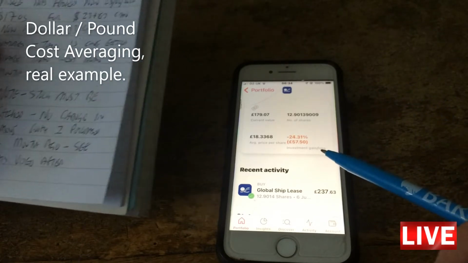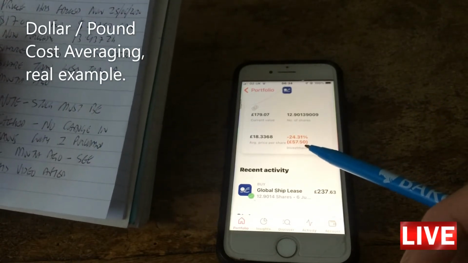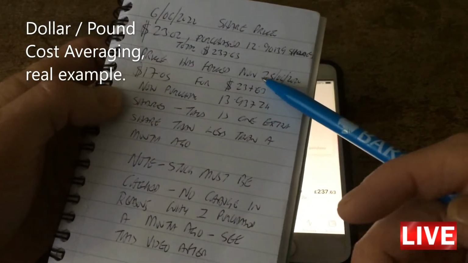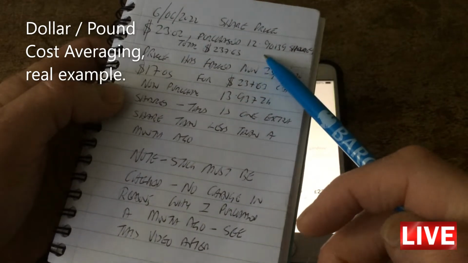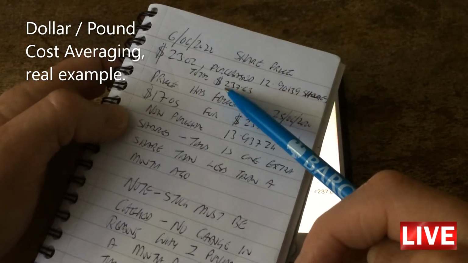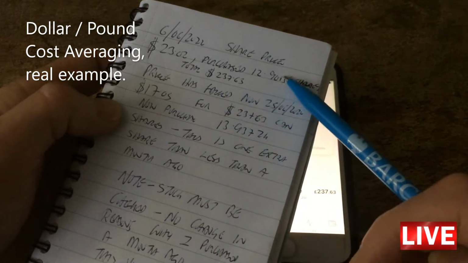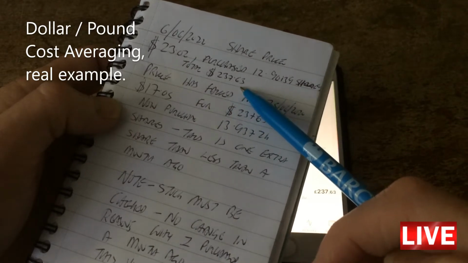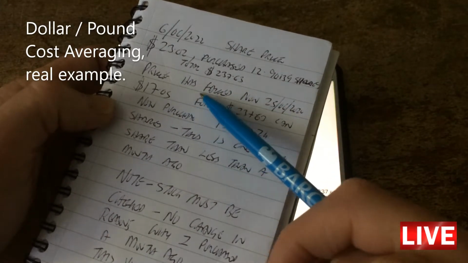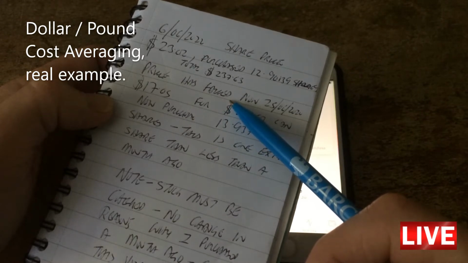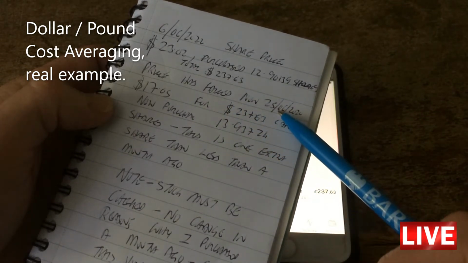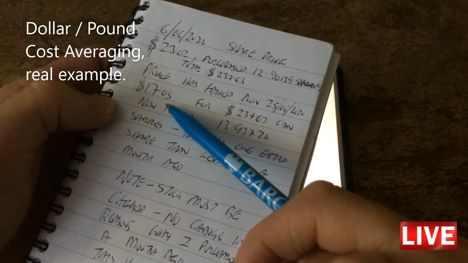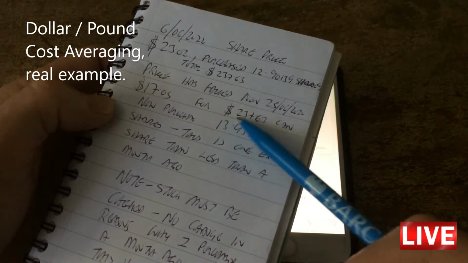So pound cost averaging or dollar cost averaging, what this means is that the price of this stock when I purchased them was $23.02, and I purchased just under 13 shares, a total of $237.63. The price of the stock has fallen in a period of just over 20 days. The date now is the 25th of the 6th, to $17.05.